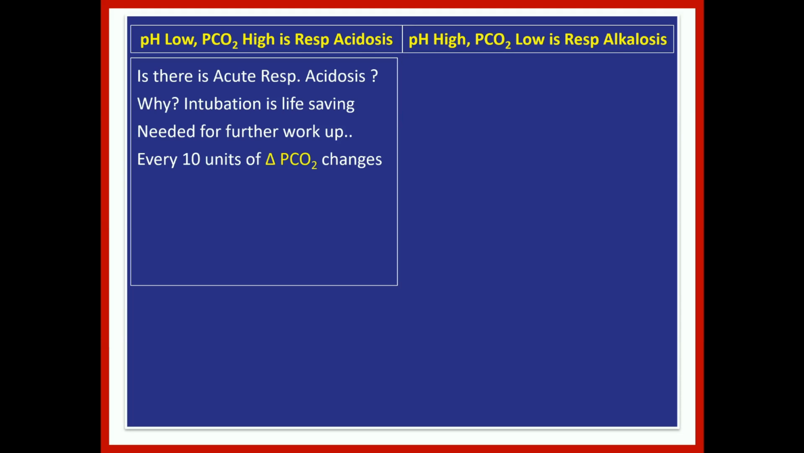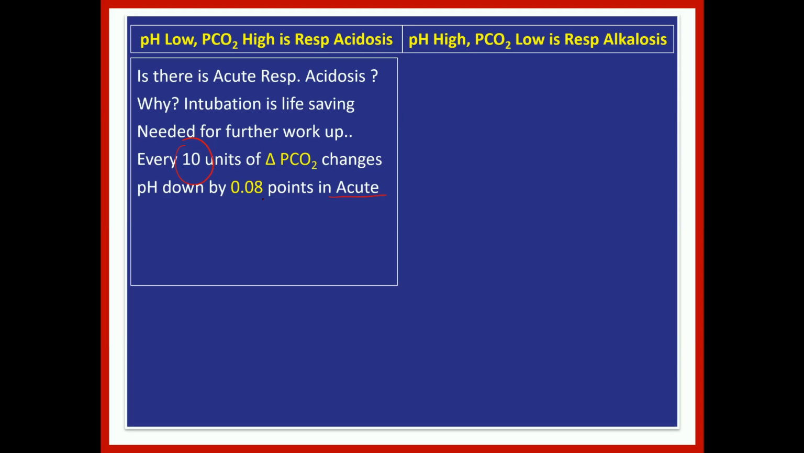Here, understand that we always keep a 10 unit change of the delta PCO2. What is delta PCO2? If the PCO2 given is 30 and expected is 40, the delta is 10. That means there is a 10 unit change. So if the delta PCO2 changes by 10 units, what will happen to the pH in respiratory? If the PCO2 goes up by 10 units, the pH will be down by 0.08 in acute.